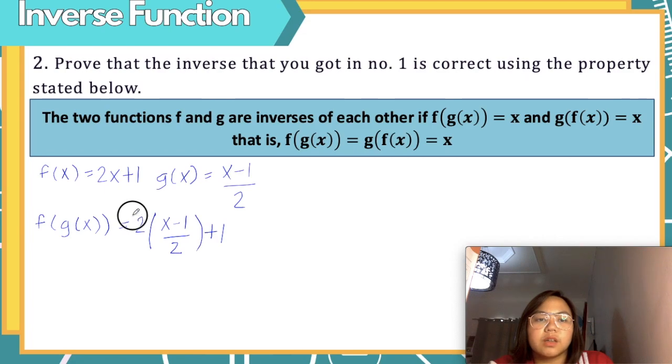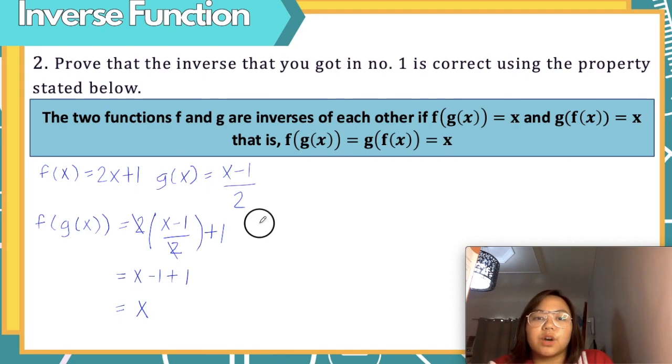Okay, then we solve. This can be cancelled out. So this will be x minus 1 plus 1. And x minus 1 plus 1, this will be 0. So it will just be x. Okay. So by property, this is f of g of x is equal to x. Okay. So we are already done with this one. Okay. So the next thing that we have to do is to check if g of f of x is also equal to x. Okay. So with this, kapag na-prove na natin that g of f of x is also equal to x, then we can say that the inverse that we got from number 1 is correct.